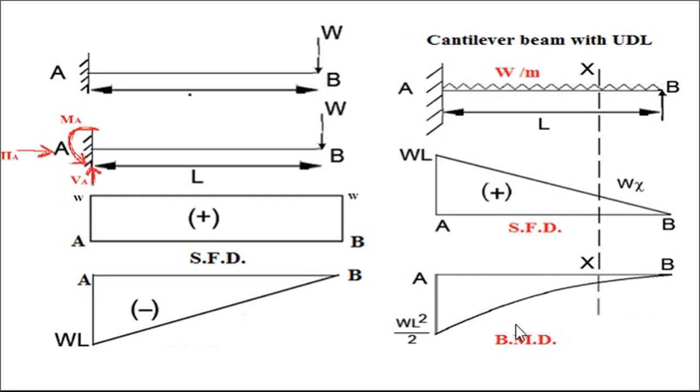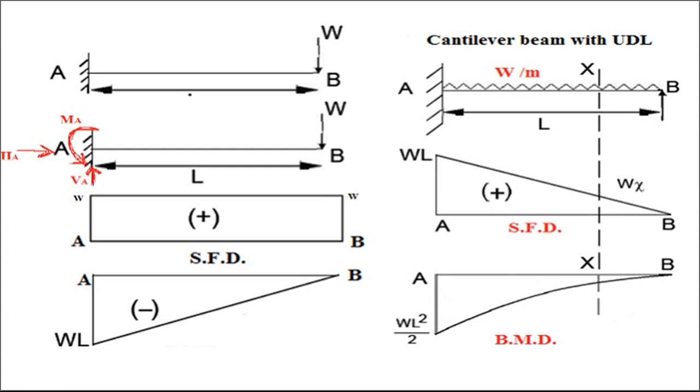To draw BMD, you take the moment of this W into L about point A. What will be that moment? W into L, the total load, into half of the UDL length, L by 2. So we will get WL square by 2 as the ordinate. It is the overhanging or cantilever part, that's why the bending moment must be negative. It should be drawn below the base line. And since the SFD is an inclined line, the BMD must be a second degree curve. Join this particular line and you will get the BMD.